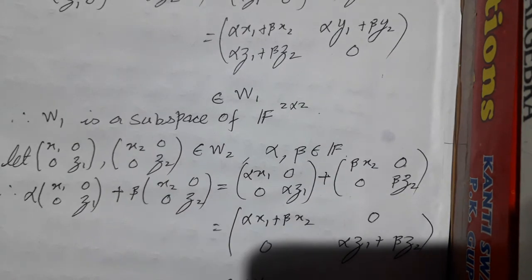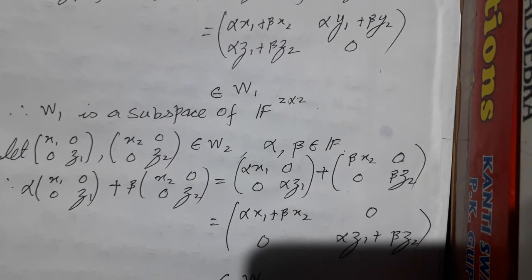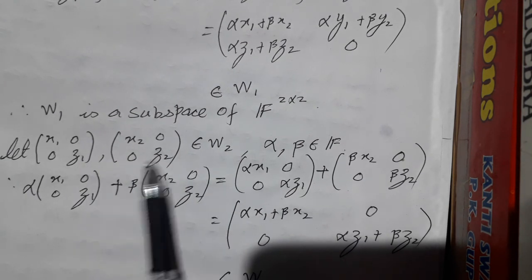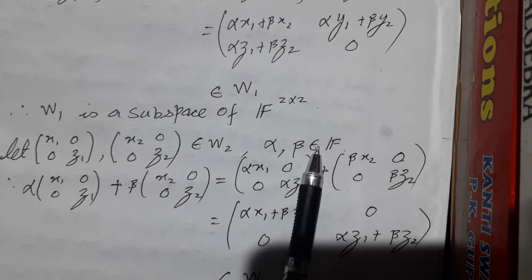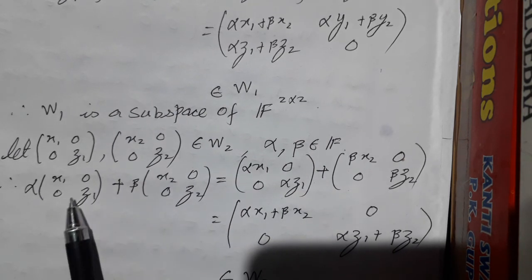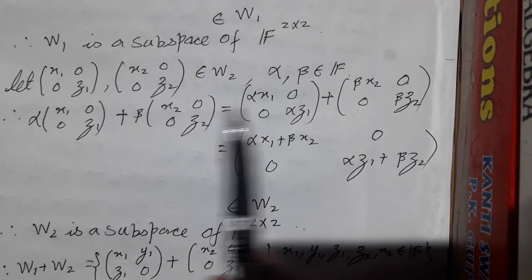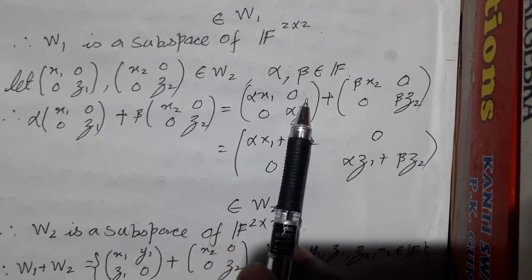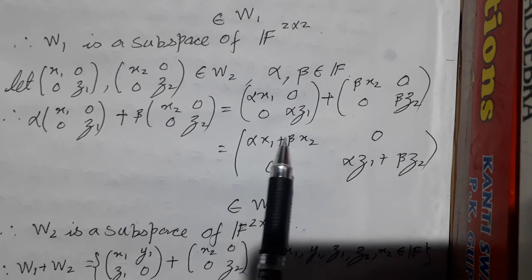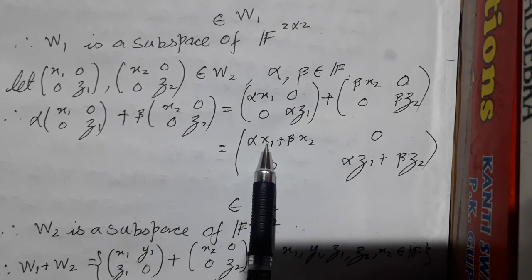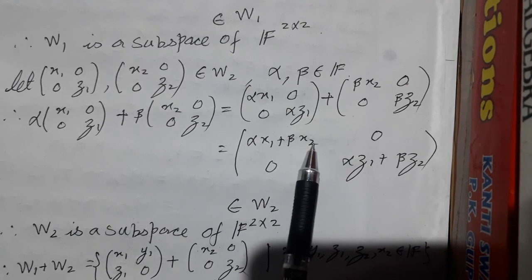Okay, so we have shown that, and now we are trying to show that W2 is a subspace. So I'll take two elements in W2. The elements look like this, where alpha and beta belong to the field. So I use the linear combination, multiply alpha to each, beta to this, then add by addition of two matrices, so we get this. Similar to what I have explained above, alpha is from the field, x1 is from the field, beta is from the field, x2 is also from the field.